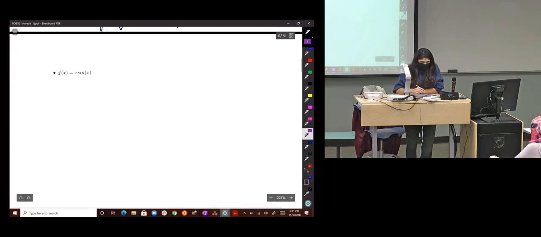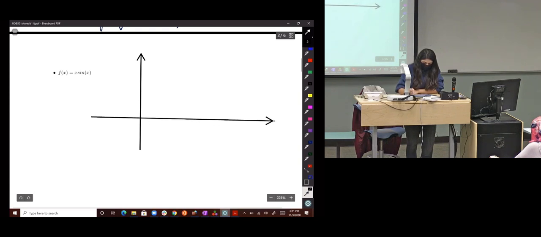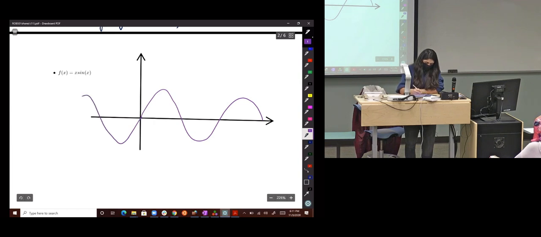Let's say you had a more complicated function. Let's say you want to get, what does this function look like? Well, we know what sine looks like, right? Between minus pi to pi. Sine function looks something like, it'll go through 0, and it'll periodically be like this, right? This is sine of x.